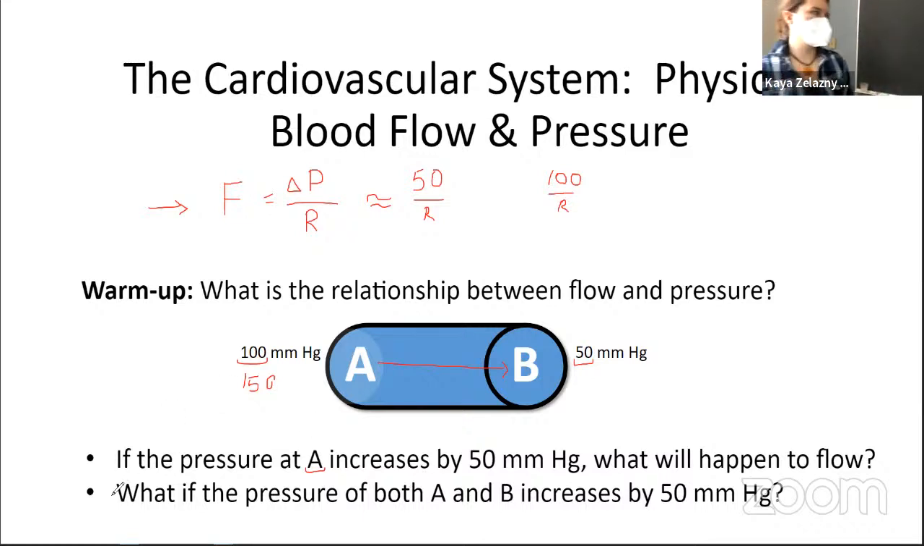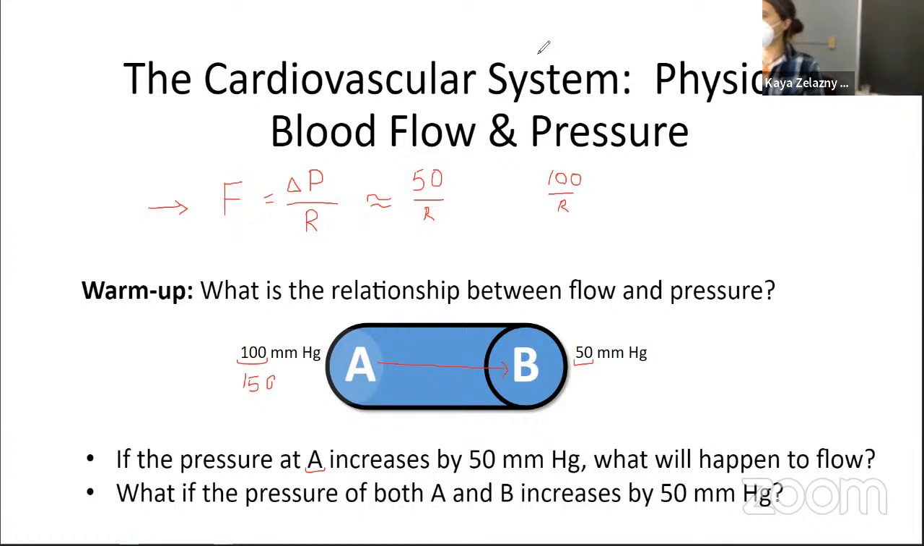So what about this second version? What's going to happen if both A and B are increasing? Are we going to see a change in the flow? No, right? So we're not concerned with our absolute pressures here. We're concerned with that difference.